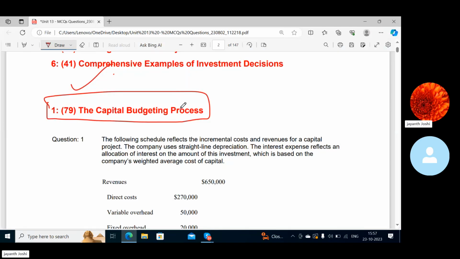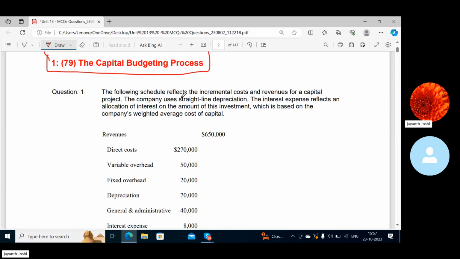So the capital budgeting process, first question. The following schedule reflects the incremental costs. See, this is relevant for decision making, right? And revenues for a capital project. The company uses straight line depreciation.